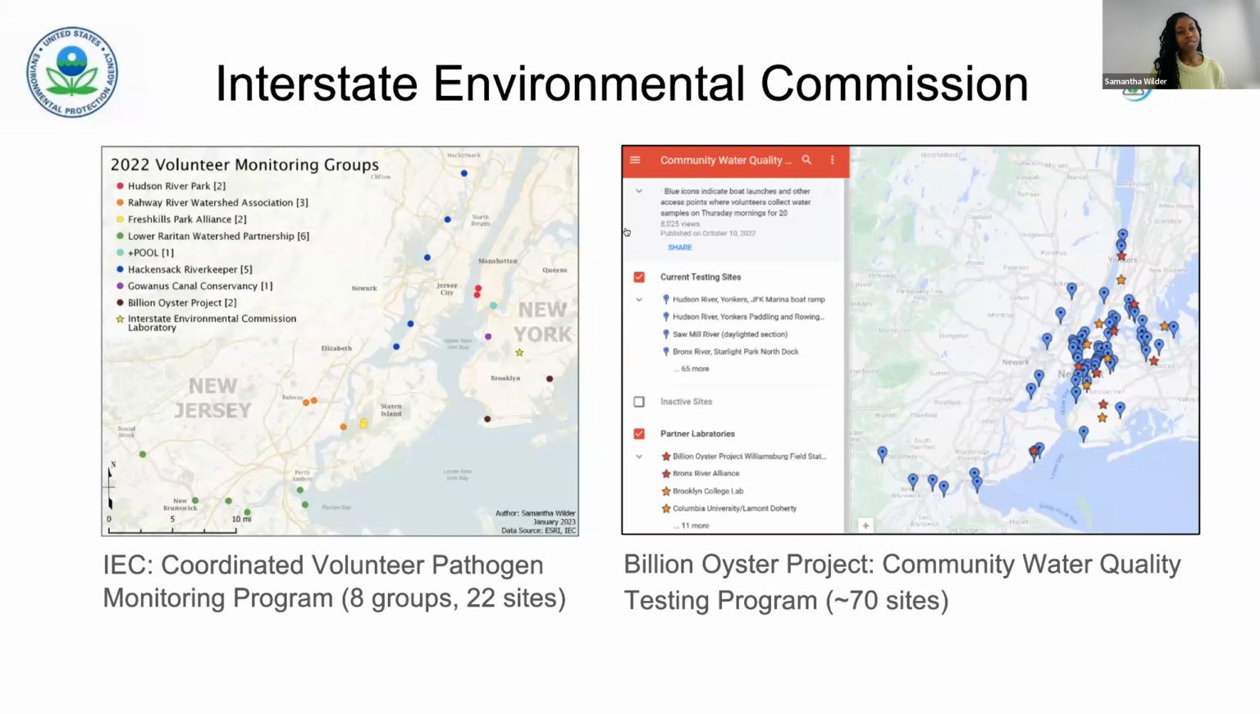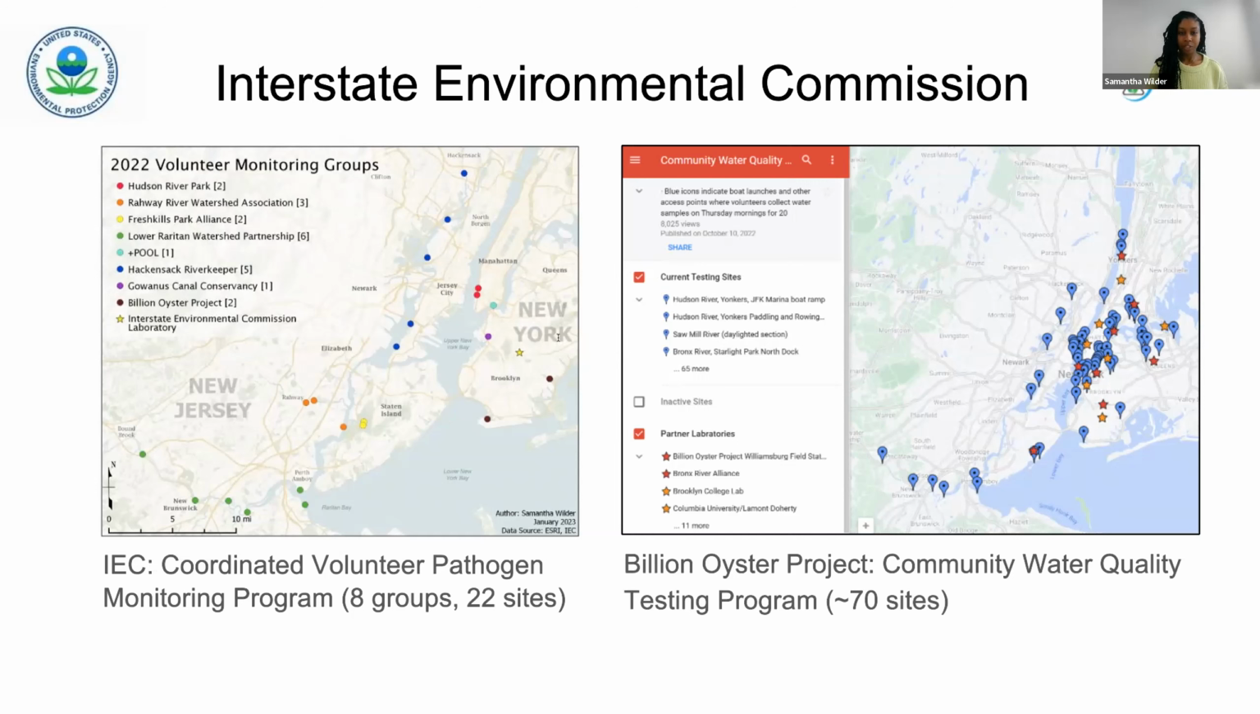And I'm the one who processes the samples, as well as my intern who will be returning this summer. And I distribute the results on Friday, as well as with all of my other groups. And I do about 22 sites each Wednesday and Thursday. I have one group that does Wednesday, and then Raritan is included with the other 7 that sample on Thursdays.